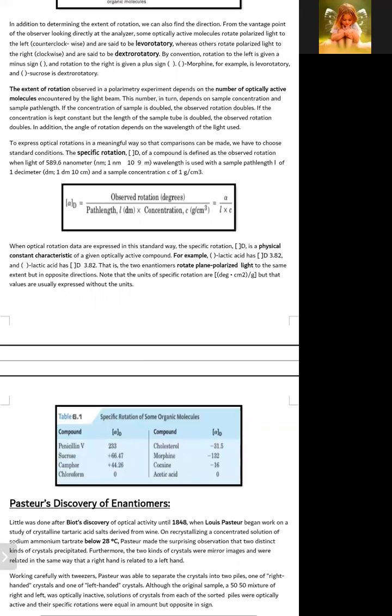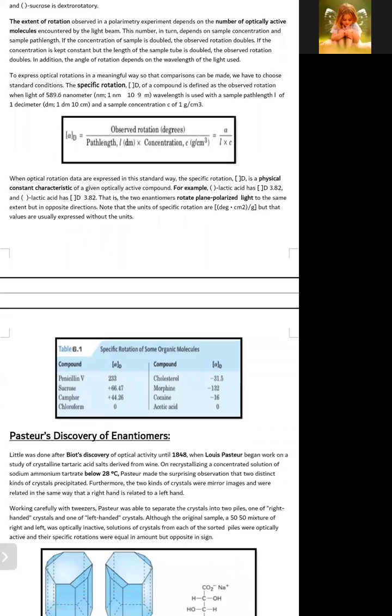The extent of rotation observed in a polarimetry experiment depends on the number of optically active molecules encountered by the light beam. It depends on sample concentration and sample path length. Then what is specific rotation? The specific rotation of a compound is defined as the observed rotation when light of 589.6 nanometers wavelength is used with a sample path length of 1 decimeter. This is the formula of specific rotation, which is the observed rotation divided by path length multiplied by concentration.